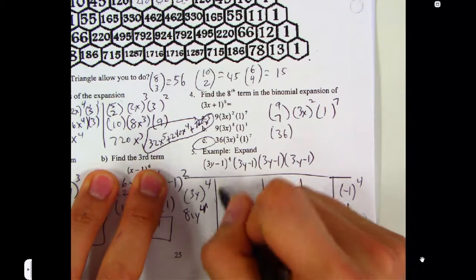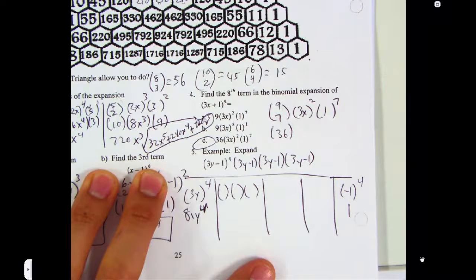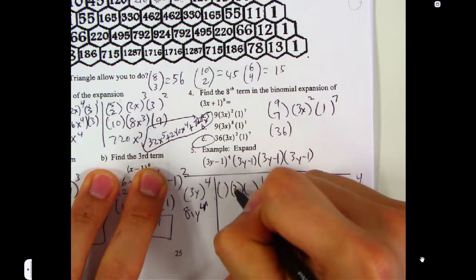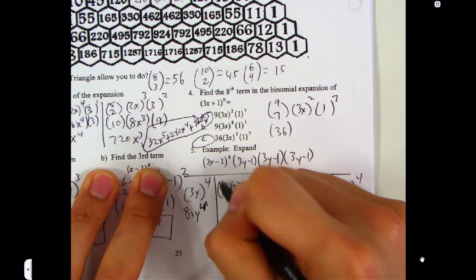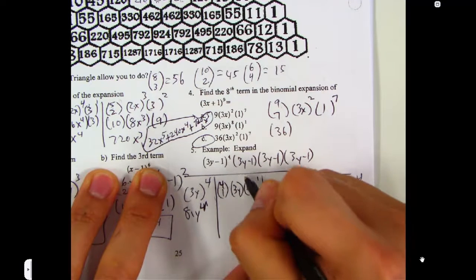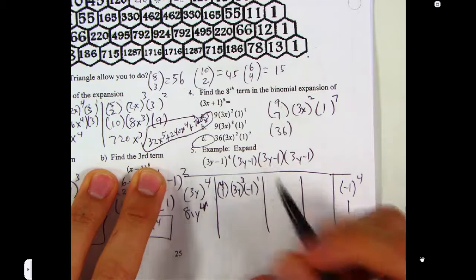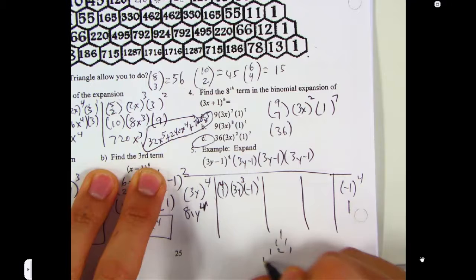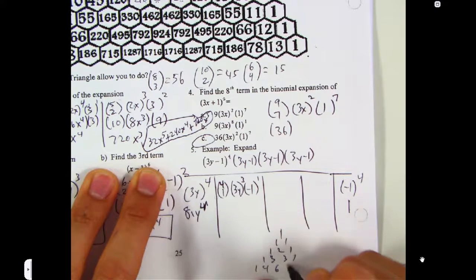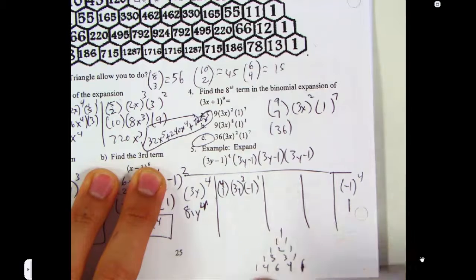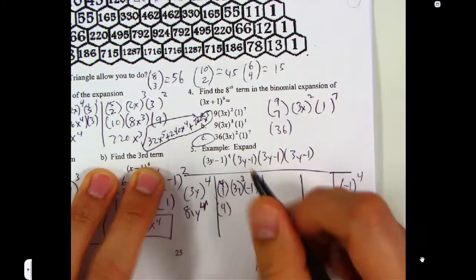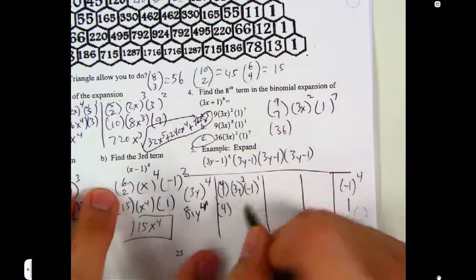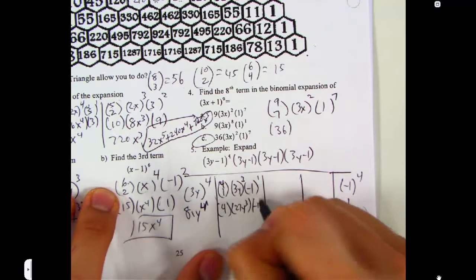Okay, so find the second term. Use 3 parentheses. First term is 3y. Negative 1, 4. To find the second term, 0, 1. Alright, so draw the triangle if you need to. Alright, so for the first one, what's for the first one? 4 combination 1 is 4. 3 cubed, 27, y cubed times negative 1.